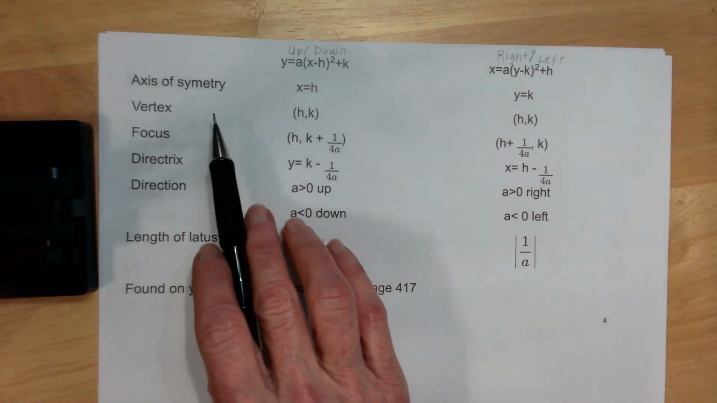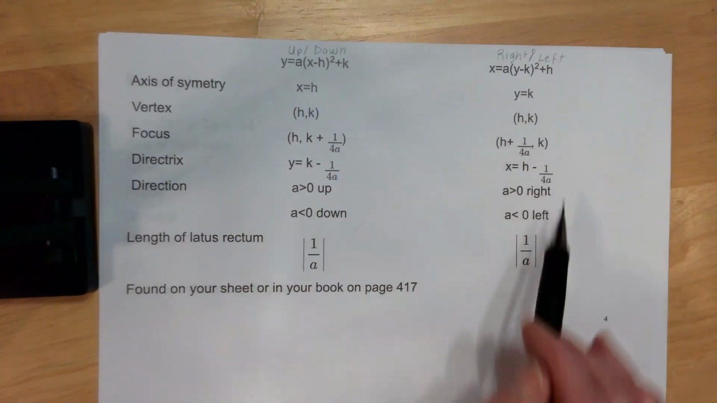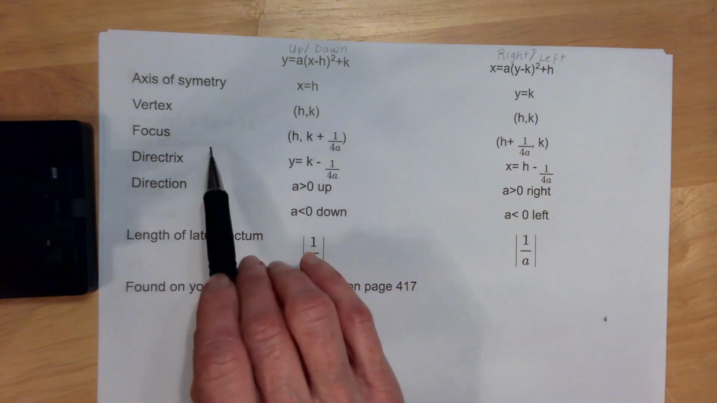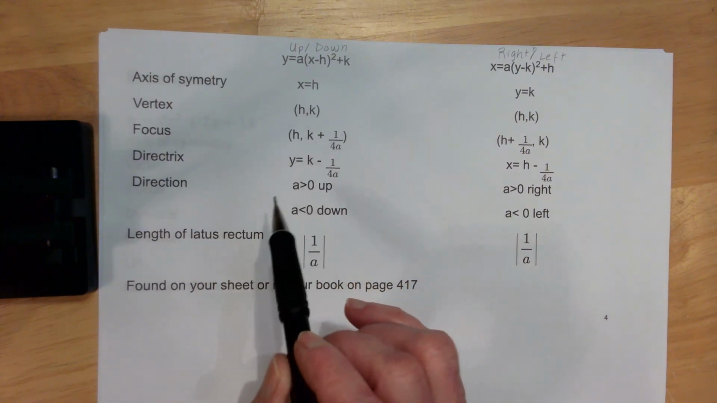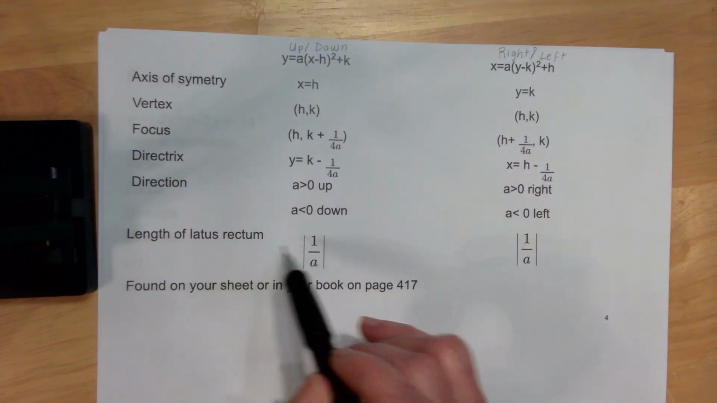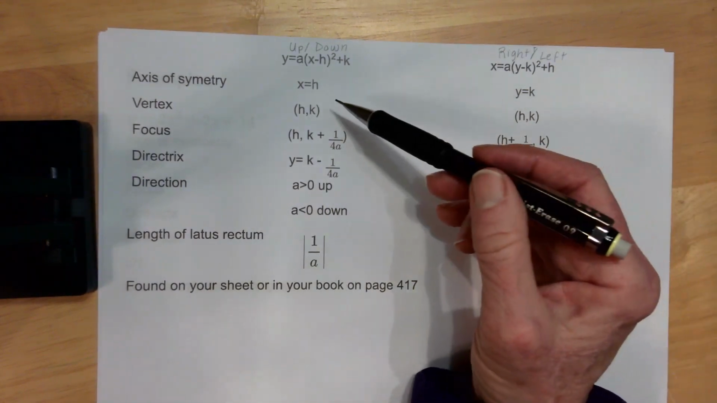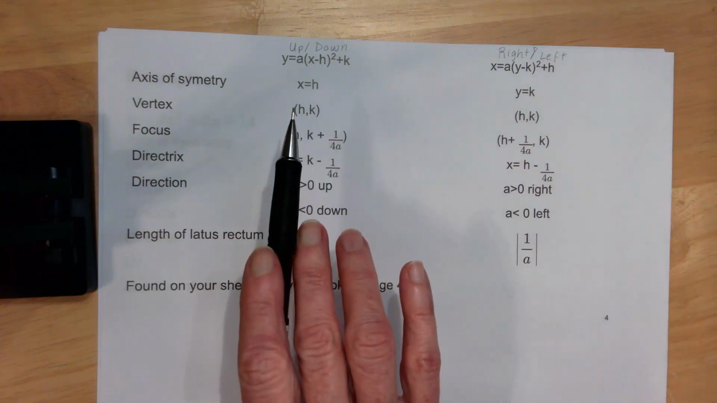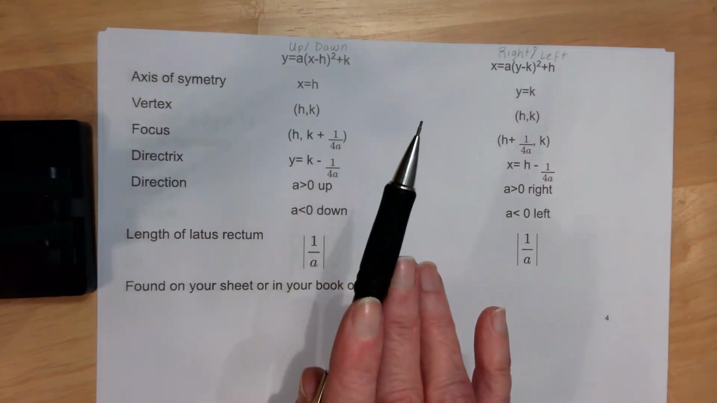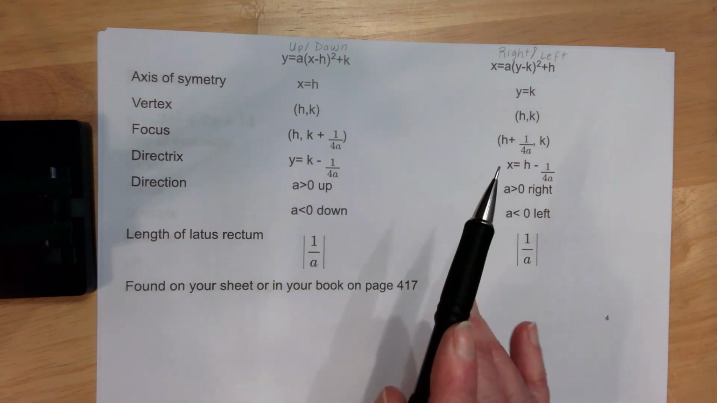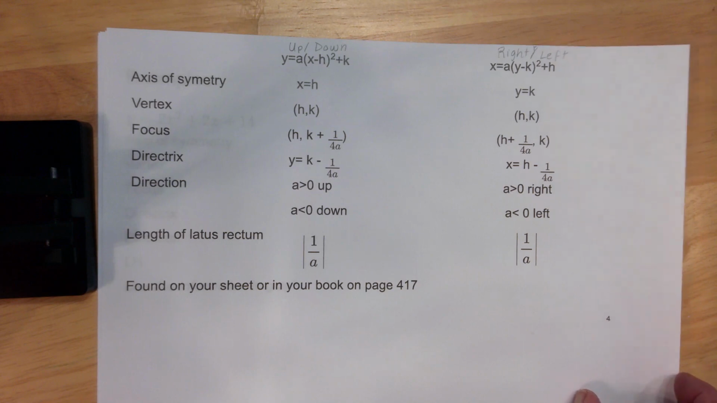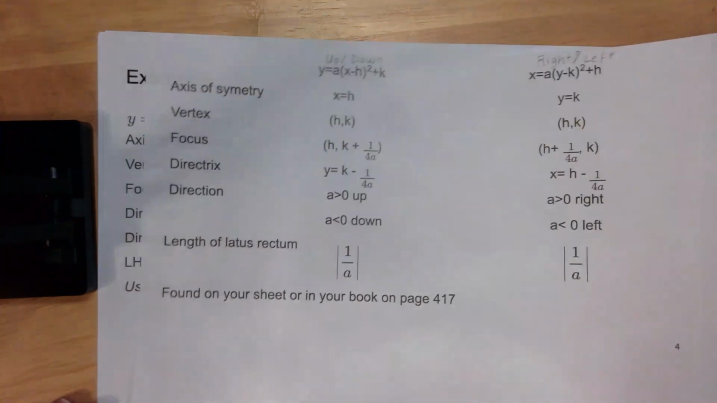So we're going to learn to go down our list and to find all these things: the axis of symmetry, the vertex, the focus, the directrix, the direction, the length of the latus rectum. So basically, you're going to just go straight down, and if you have found the a, the h, the k, you'll be able to do all this stuff. So you're going to want to keep that handy, the little sheet that I gave you, as we're learning to do these.